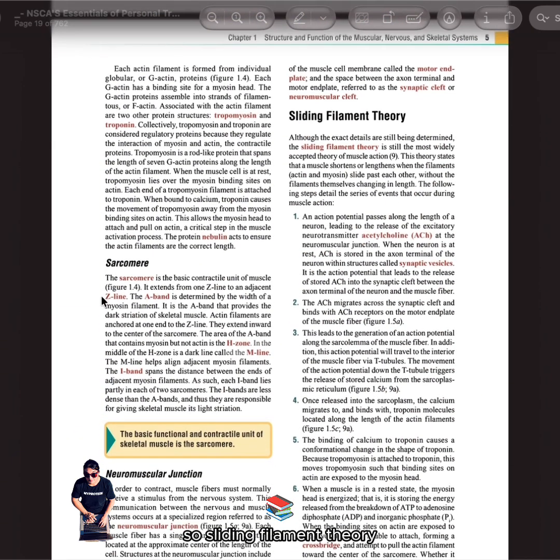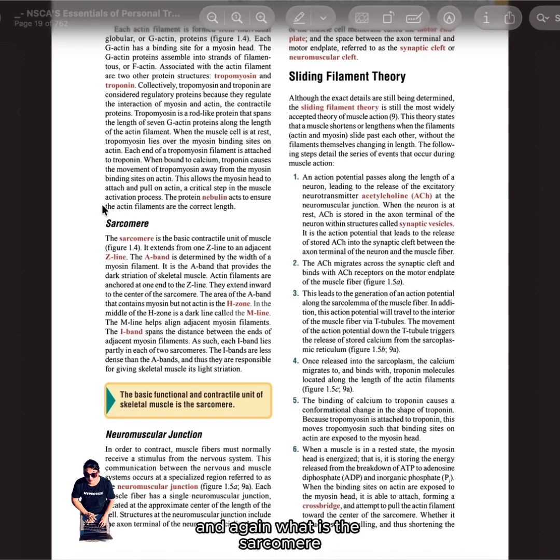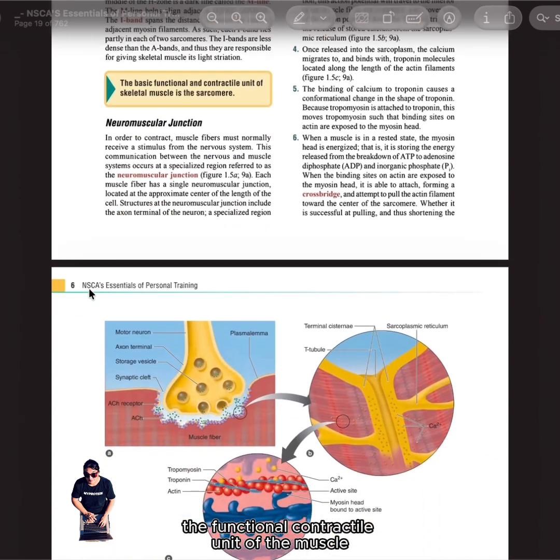So sliding filament theory, know this. It explains that, I think the most important part of this is that the actin and myosin filaments slide past each other, but they don't change their actual length. Memorize that part, that they don't change their actual length. And again, what is the sarcomere? The functional unit of the muscle. It's contractile, so the functional contractile unit of the muscle.